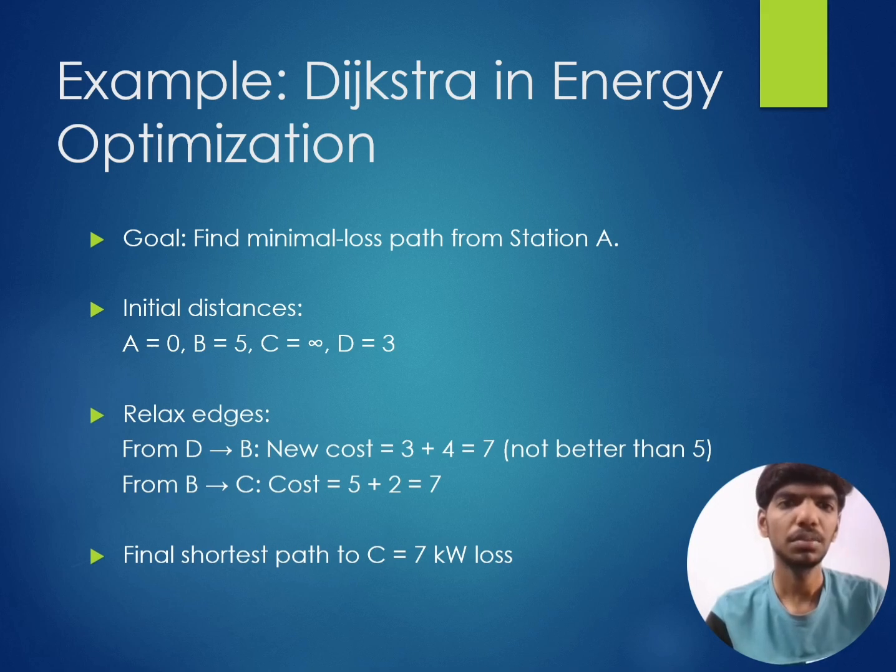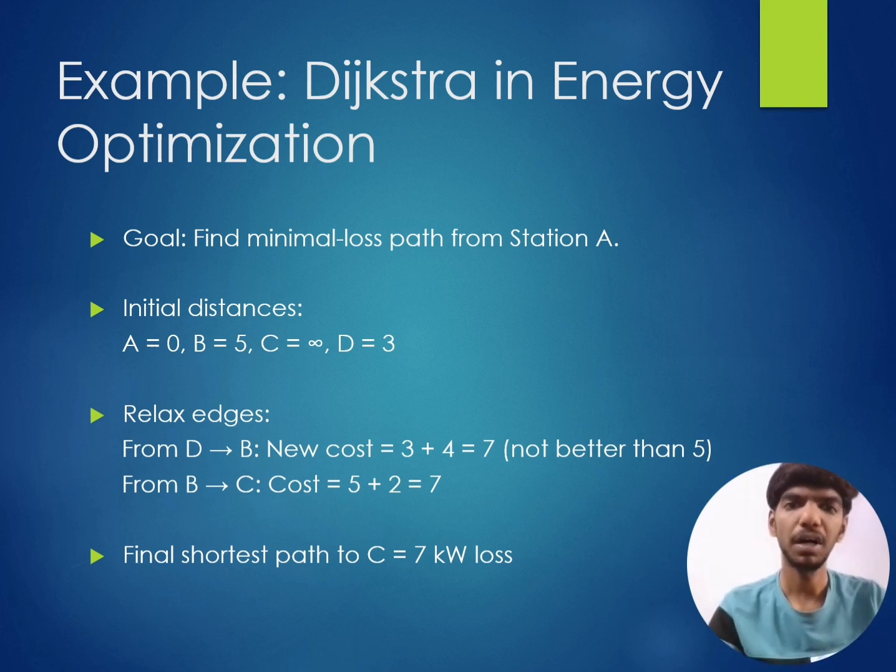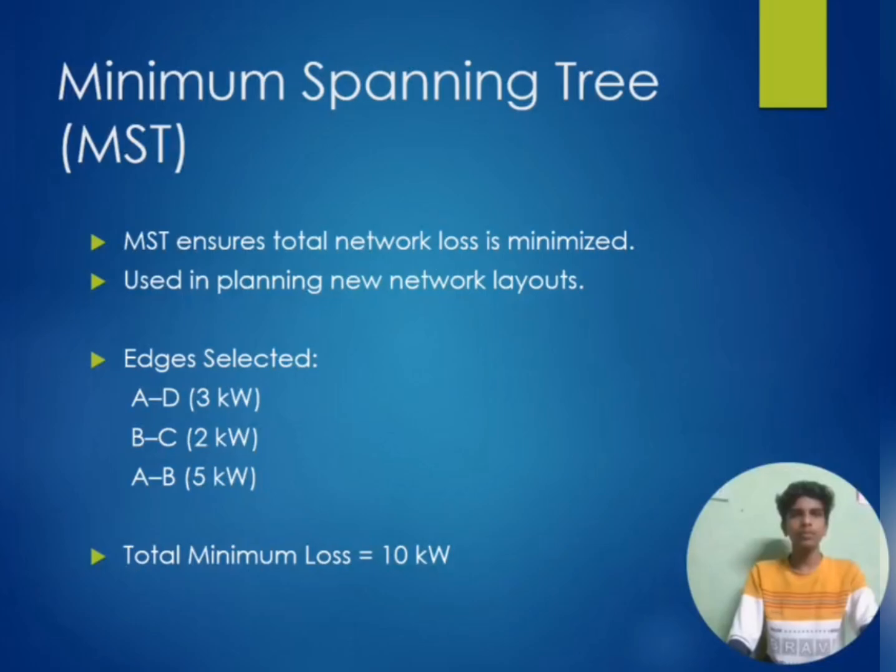It continues this process until it has explored the whole graph. It finds the path to C by going through B, 5 plus 2, for a total loss of 7. The algorithm runs through all the combinations to confirm that the best path to C has a loss of 7. Dijkstra's is perfect for finding the best path from one point to another, but what if you are planning the entire network? For that, we use a different concept and Karunakaran is going to explain that.